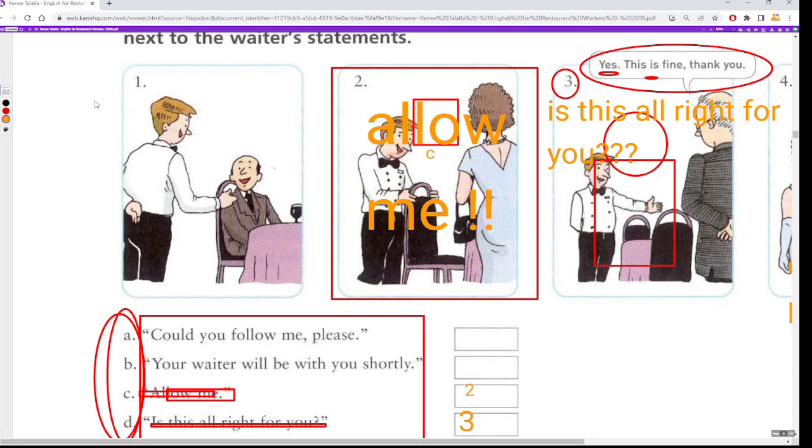And number 1, he's saying, hey, your waiter will be with you shortly. Excellent. Fantastic work. Number 1, sir, your waiter will be with you shortly. Number 2, pull the chair. Allow me, ma'am. So, that's number 1. Number 2, right here. Allow me.